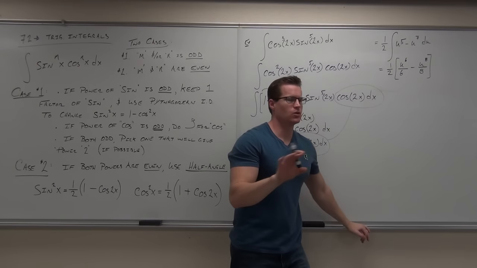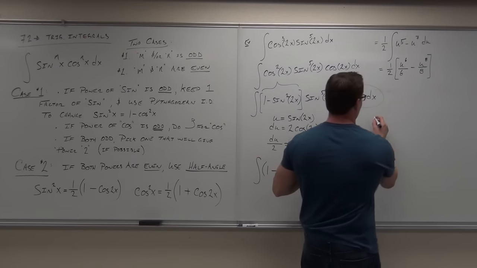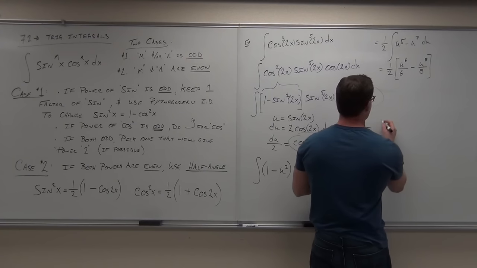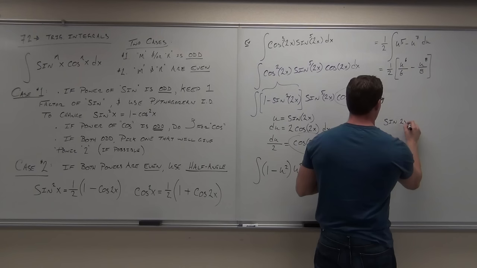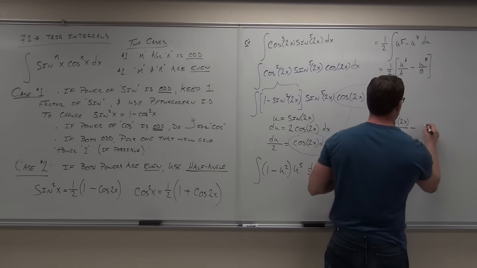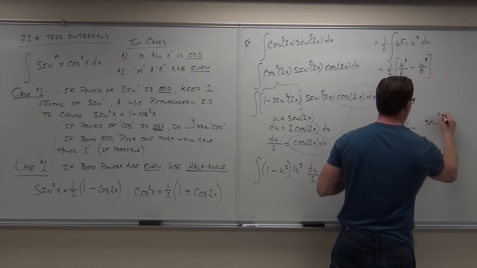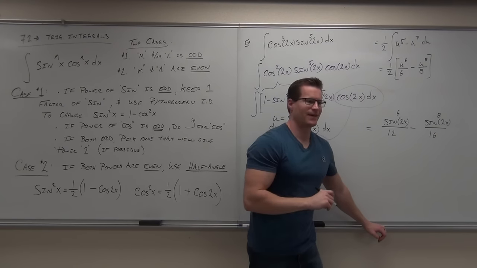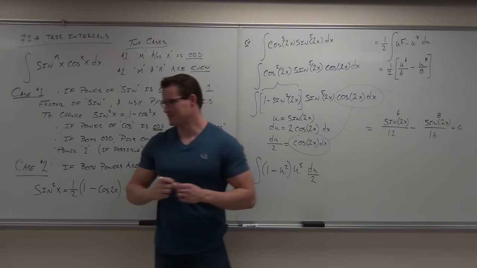But we're not going to leave it u. What are we going to do? Here's our u. So we're going to have here, all the way down here. You can write it a couple different ways if you want to. Here's one way. You could do sine of 2x to the 6th power over 12 minus sine of 2x to the 8th power over 16. Plus c.